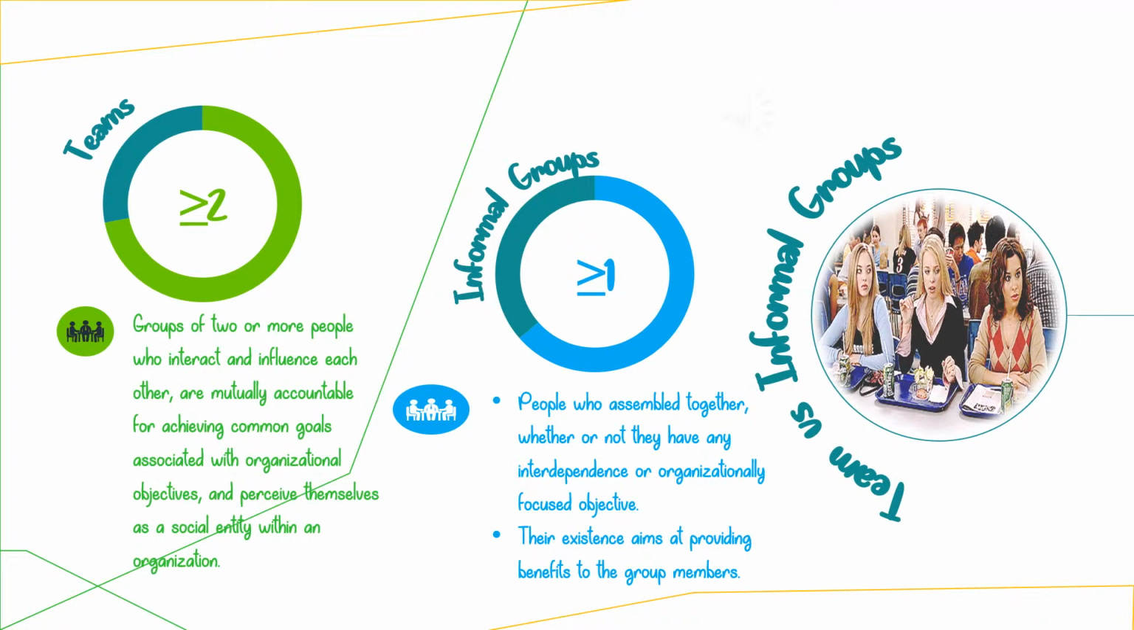On the other hand, informal groups are small groups of co-workers who enjoy similar activities other than the work itself, such as lunching together.